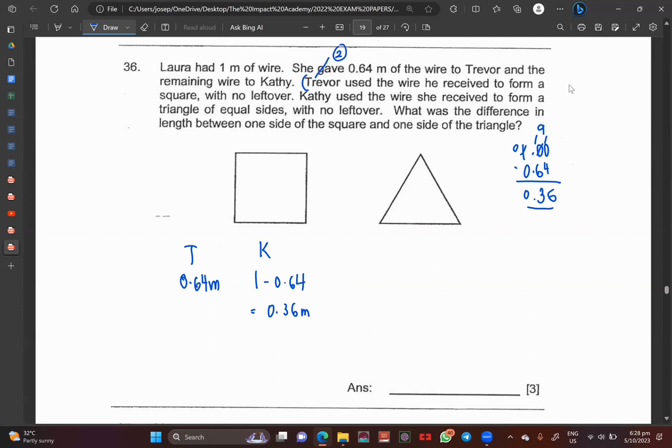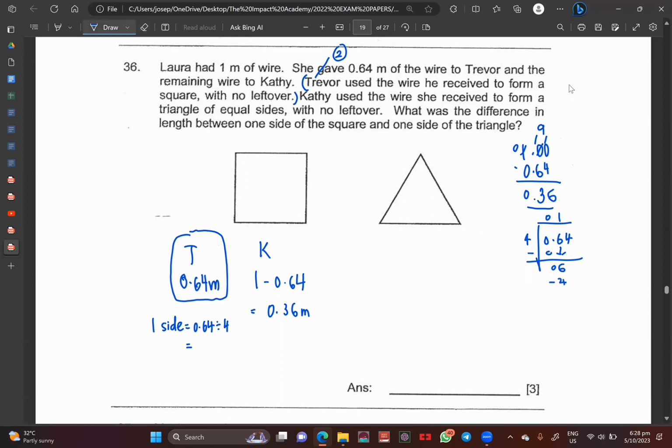Sentence number 2. Trevor used the wire he received. So what did Trevor do? Trevor used the wire he received to form a square with no leftover. That means to say one side will be 0.64 divided by 4. Very good. So we have to do 0.64 divided by 4. Bring down the 6, 24.